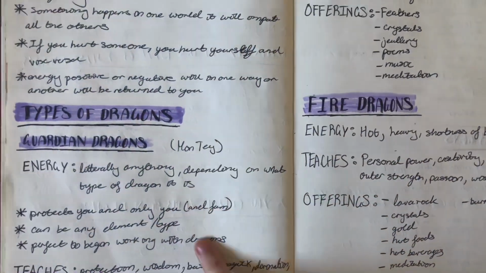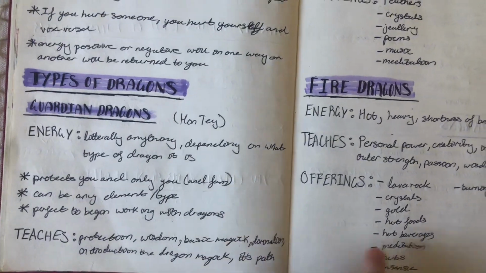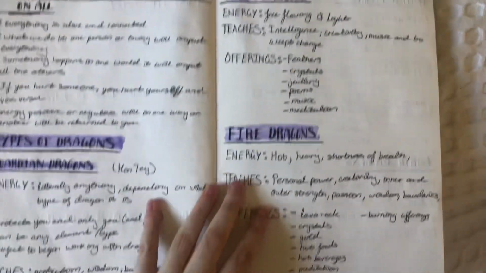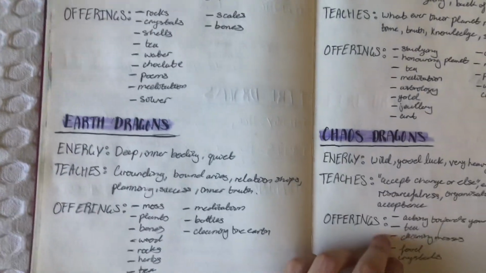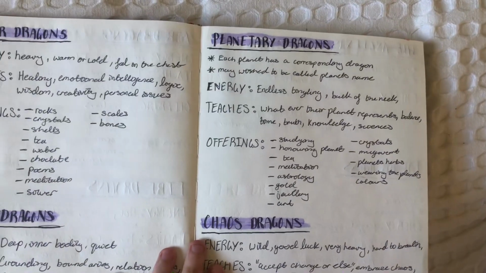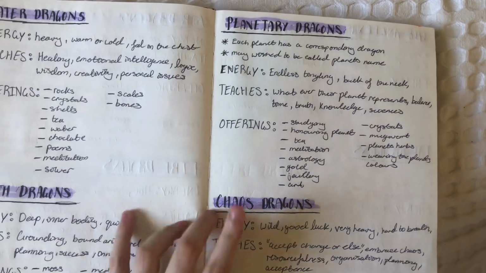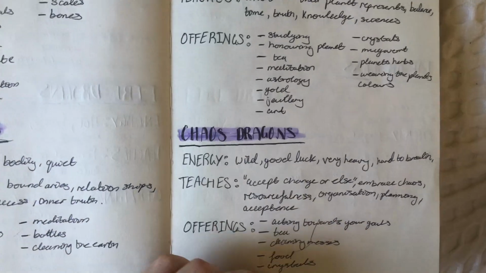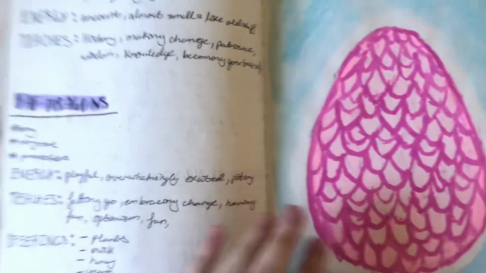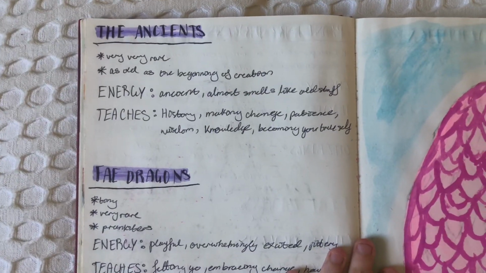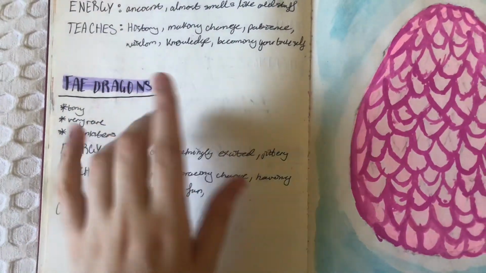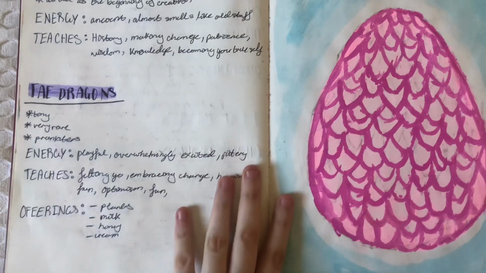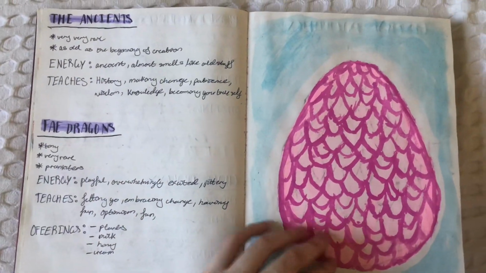And then I have types of dragons. I've got guardian dragons, air dragons, fire dragons, if you want to pause to look at them, water dragons, earth dragons, planetary dragons, really like the idea of those, chaos dragons, the ancients, which as it sounds the most ancient of dragons, fae dragons, which is why the fae is like a thing that's discussed right before this.